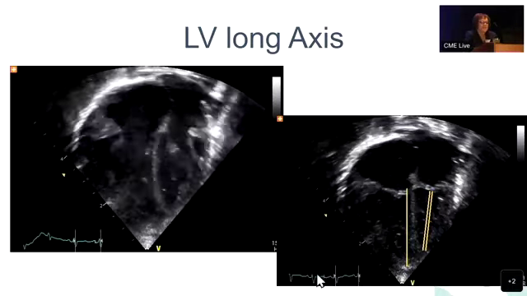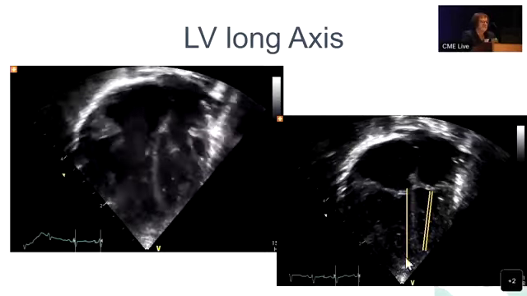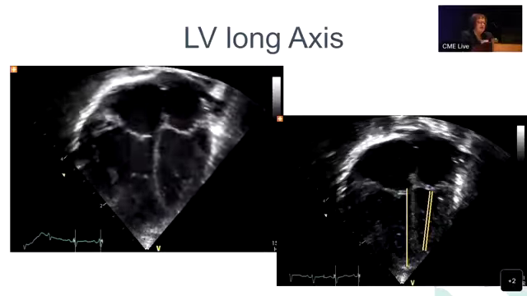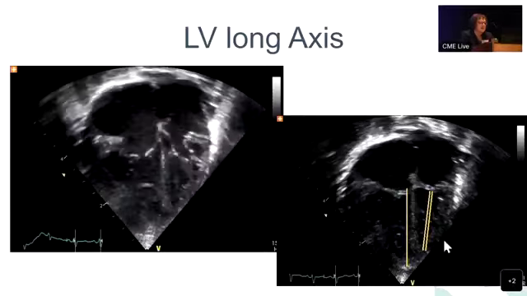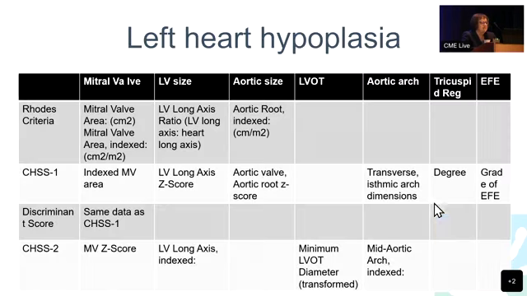Here we have a heart just demonstrating how we measure that long axis. So we measure from the crux of the heart to the apex of the heart, whatever it's made up from, and then we measure the long axis of the LV itself. Here's how we measure the mitral valve, which is obviously fairly hypoplastic in this heart.